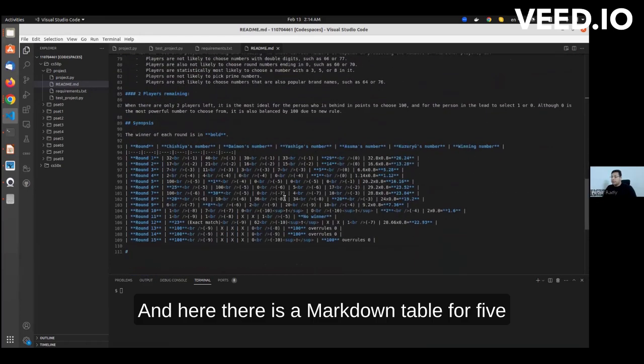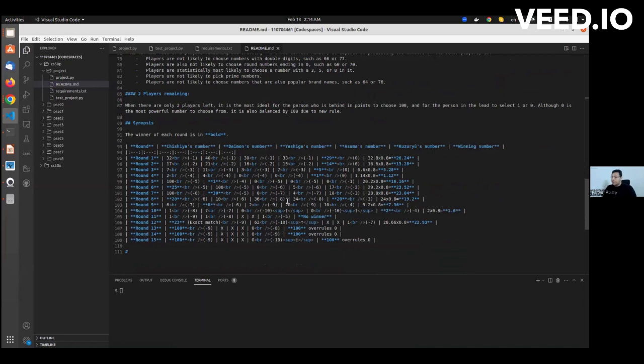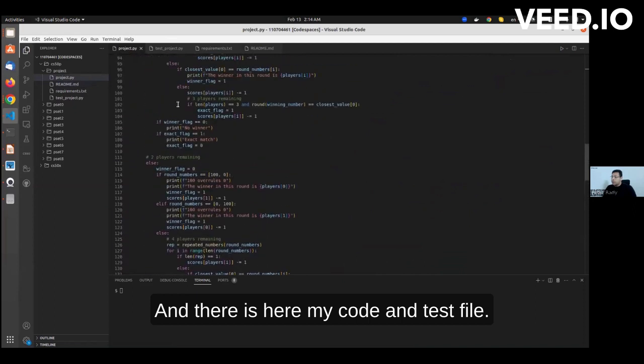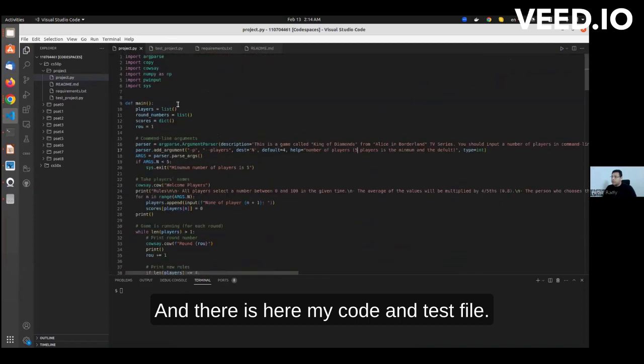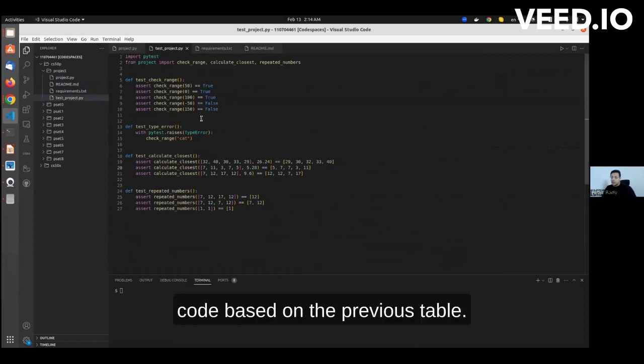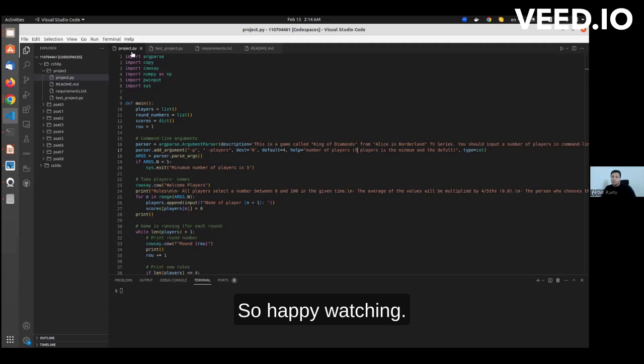And here there is a markdown table of the 5 players who played this game in the TV series. And here is my code and test file. So now I will test the code based on the previous table. So happy watching.